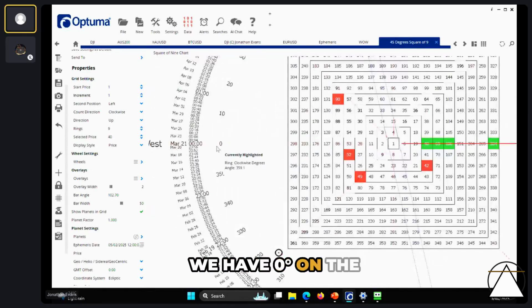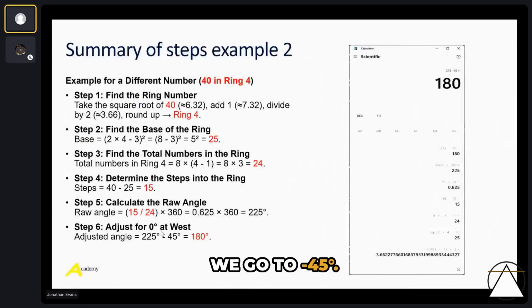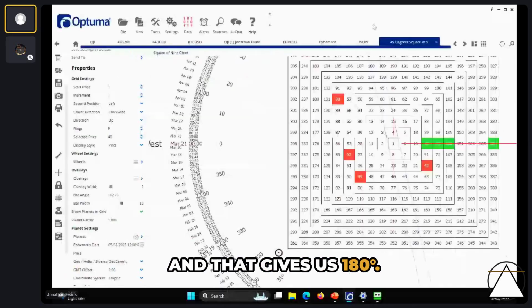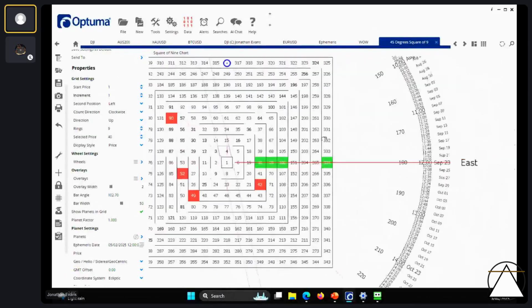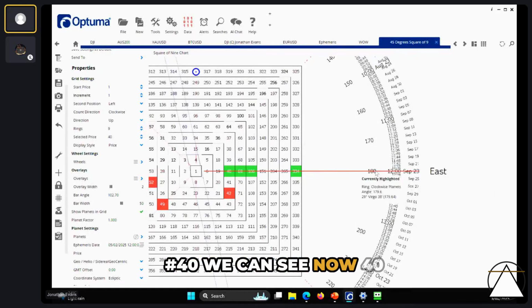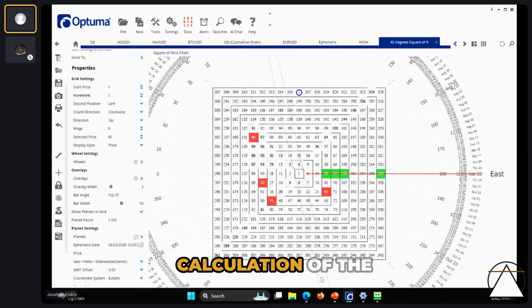Because we have 0 degrees on the west here, because this is the way we're going to be using the square of 9. We go to minus 45 degrees. I don't know why it's calculated this way, but it just is. And that gives us 180 degrees. So we look at number 40. We can see now 40 sits on 180 degrees. So again, the mathematical calculation of the square of 9.